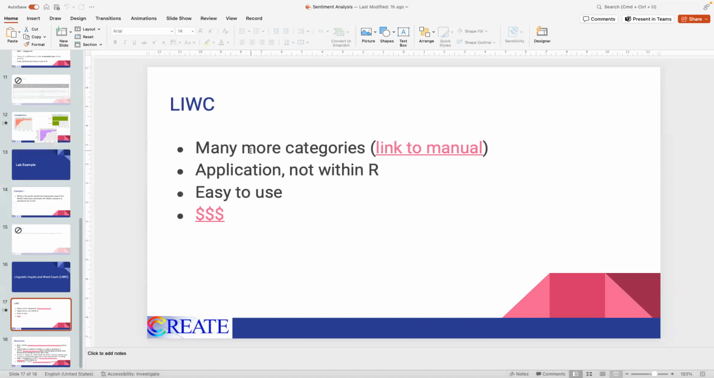So Luke has, again, many more categories, but it's its own application. It's not within R. I think we've tried to get the library into R, and it's not the easiest to do, but it's really easy to use, but it comes with a price tag. I put the link up there. I think you can get a 30-day use for maybe $20-some, but then the perpetual license is closer to $200. So it depends if you're only going to use it once versus use it a bunch. So let's take a look at Luke.